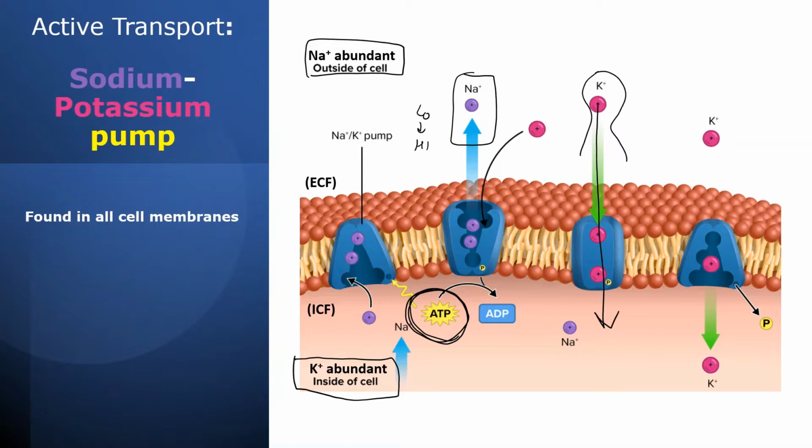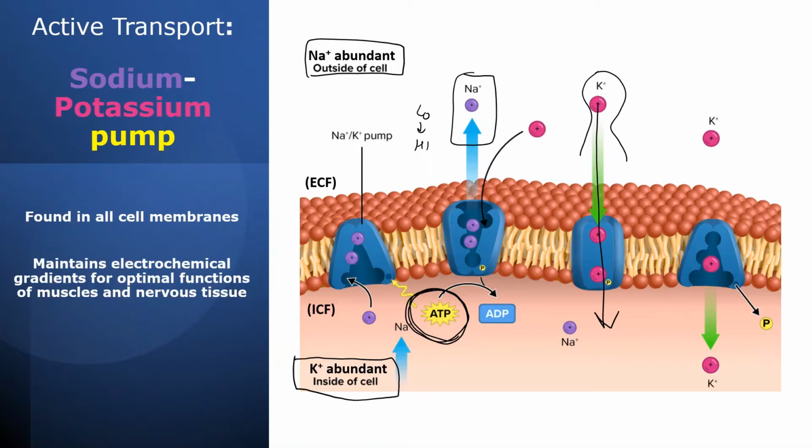So this is found, as it says over on the left, in all cell membranes. This is how we're going to regulate ionic concentration in and around cell membranes. And this will be extremely important later when we start talking about how to make muscles fire or how to make parts of the nervous system create electrical impulses. We'll have everything to do with these types of pumps. And so here it says maintains electrochemical gradients for optimal functions of muscles and nervous tissue. That's the fancier way of saying what I just said to you. Be critically important in running these systems.